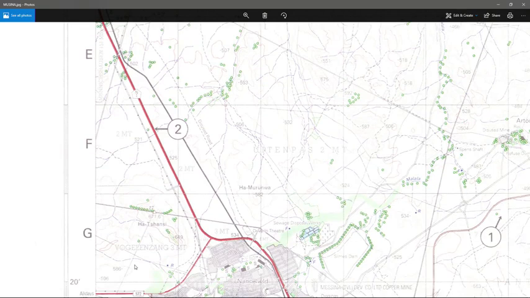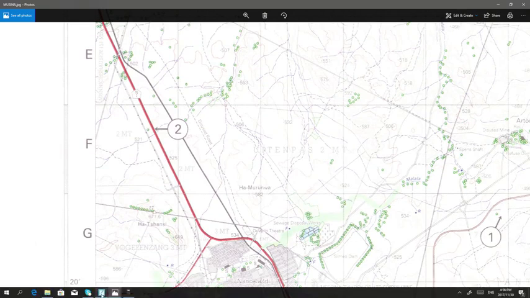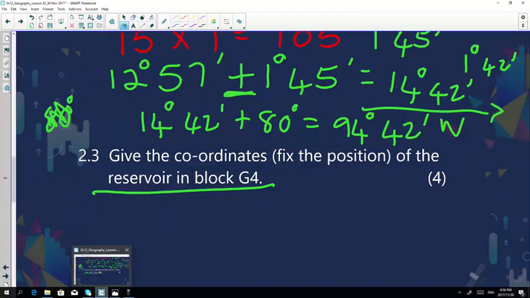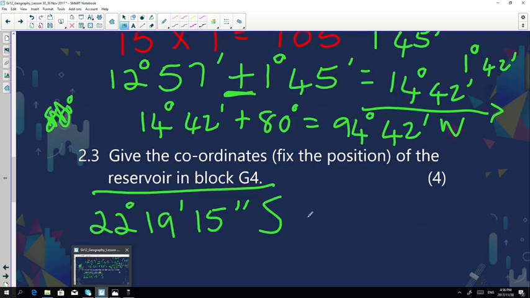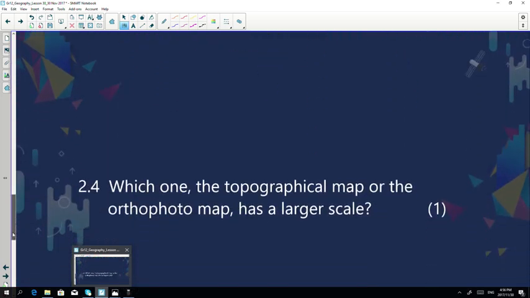Okay, so let me just quickly write it down for you. The correct answer will be 22 degrees. Always start with your latitude. 19 minutes, 15 seconds south, and it will be 30 degrees, 3 minutes, 50 seconds east. Okay, now let's quickly have a look at our next question.